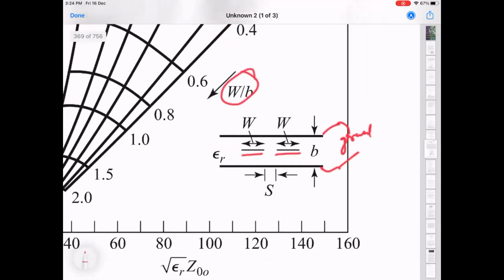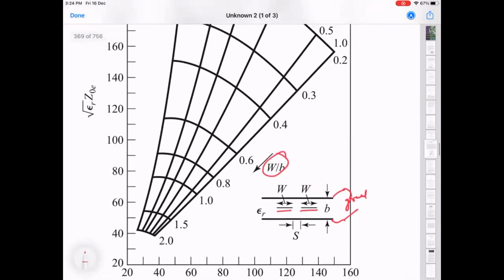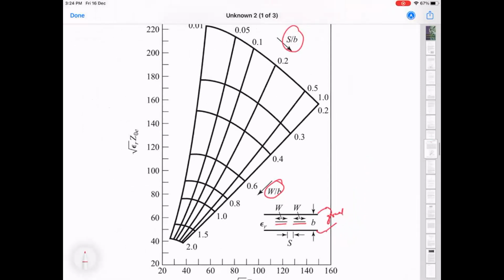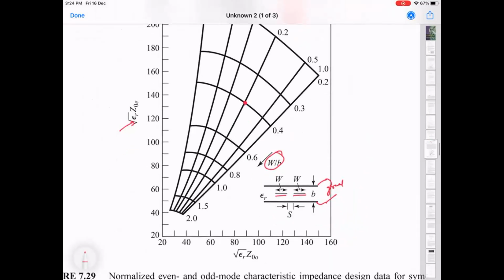So this chart basically allows you to pick those numbers. For a given B and a given scaled characteristic impedance, which is again connected to the dielectric constant of the medium you're using, then you can go here. For example, this point means W by B is 0.4, S by B is 0.2, and that will give you an odd mode impedance of this value and an even mode impedance of that value.